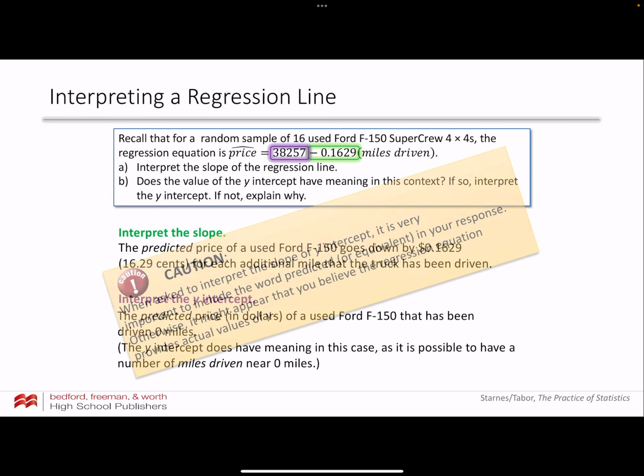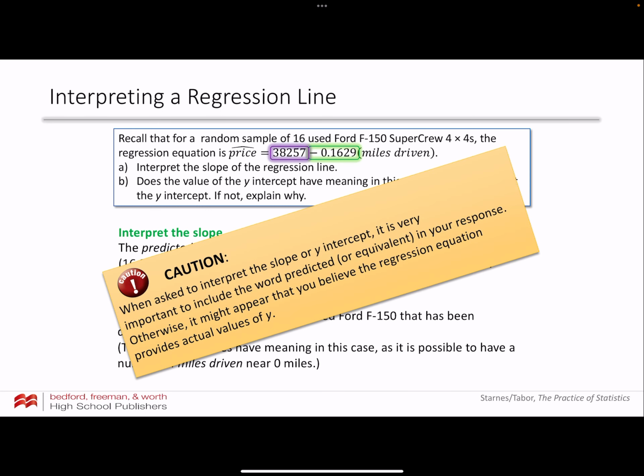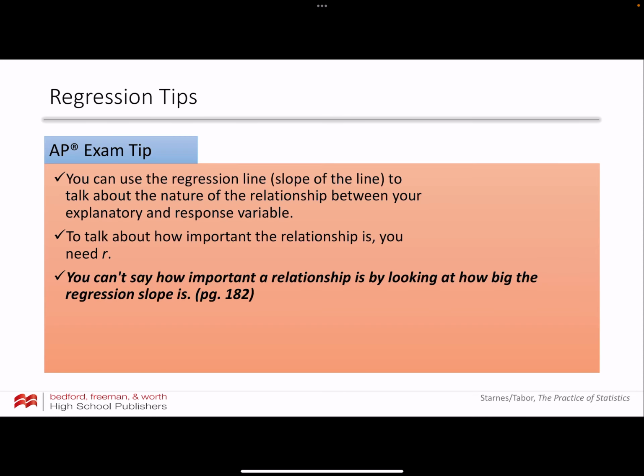So again, make sure we're talking about the predicted value, right? Okay, so you can use the regression line, the slope of the line specifically, to talk about the nature of the relationship between your explanatory and response variable. In other words, as x is increasing by 1, how much is y changing, increasing or decreasing?